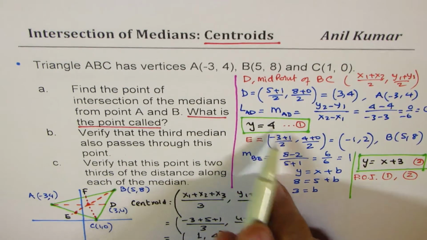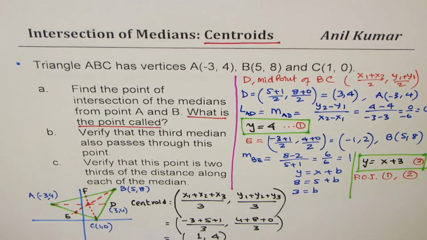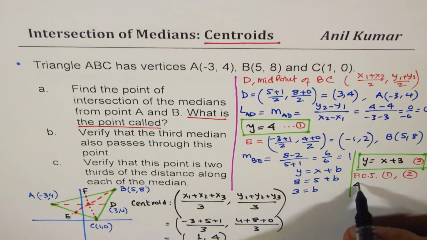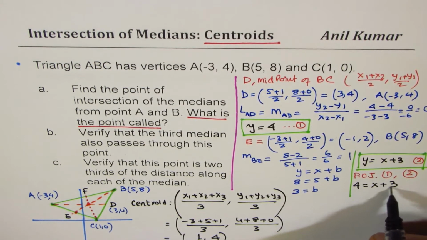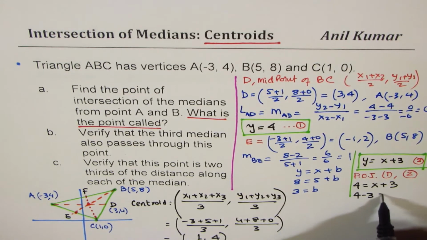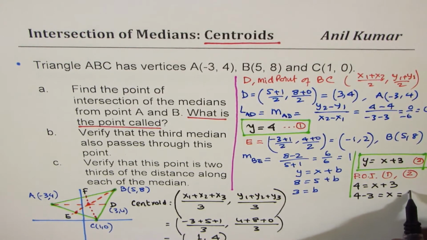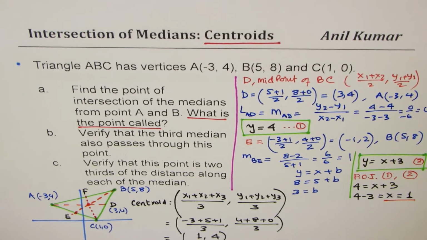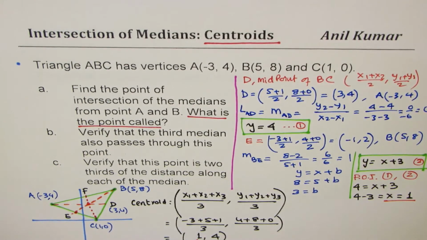So if I substitute y equals 4 here, what do I get? Well, I'm substituting 4 here, so 4 equals x plus 3. So 4 minus 3 is equal to x, which is indeed equal to 1. So as you can see, we get the same value of x as we figured out earlier, correct? So the formula actually works, right?